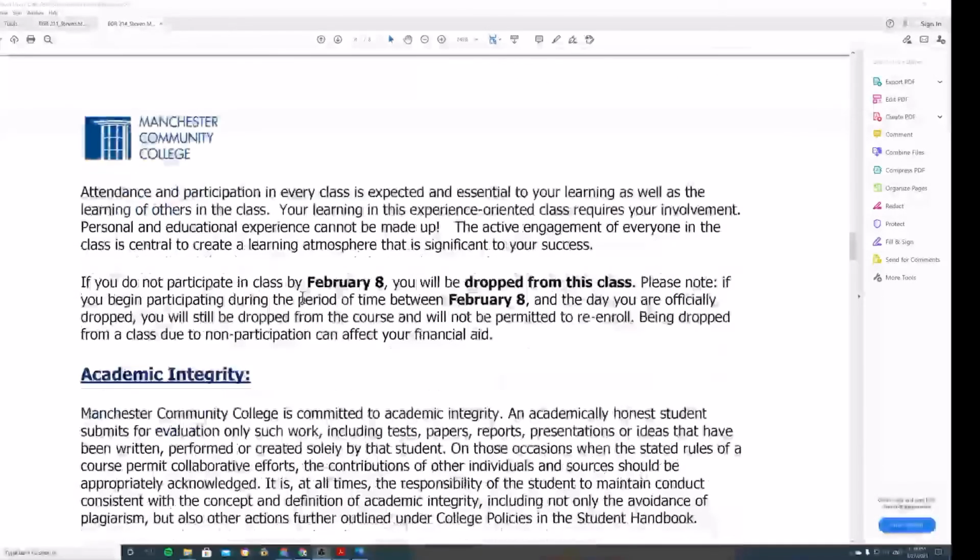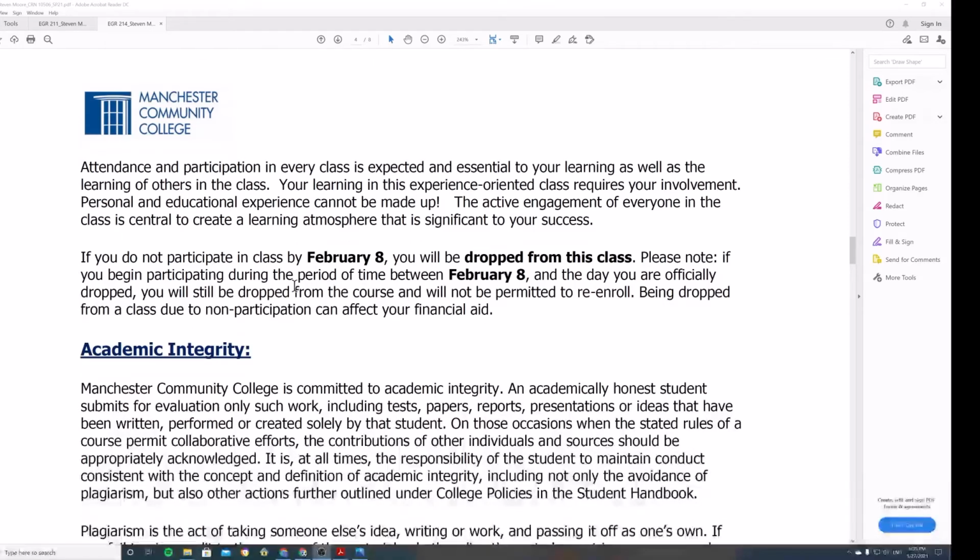So attendance participation is important. You have to participate by February 8th, this is a new policy, or you'll be dropped from the class. Participation would mean essentially submitting one of the homework assignments. One of them is just to read the syllabus and indicate that you read it, and that is participation. Okay. Hopefully you'll keep up with everything else. And we do have a second assignment due before February 7th.